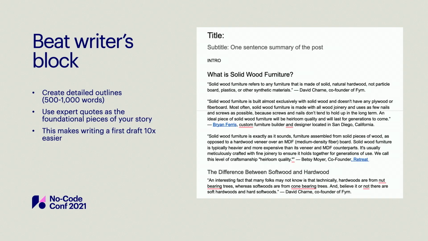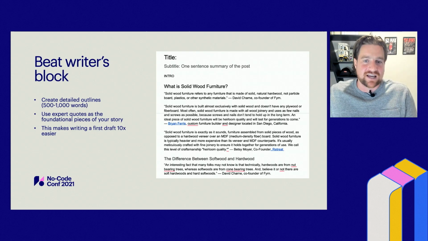And what I'll do with these is use the expert contributions that we have to kind of form the skeleton of the article. So you can see in this screenshot on the right here that we're writing a piece about solid wood furniture. And under the heading, what is solid wood furniture? We have 3 quotes from experts, from brand founders that make solid wood furniture. And then you can see the H3 heading, the difference between softwood and hardwood. And again, below here, we have 2 or 3 quotes from experts. And this makes writing a draft like 10 times easier.